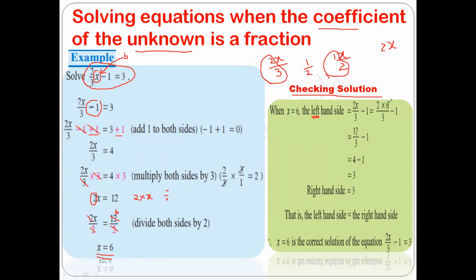Then 2 into 6 is 12. 12 over 3 minus 1. Now you can simplify this 3 and this 12. 3 into 4 is 12.